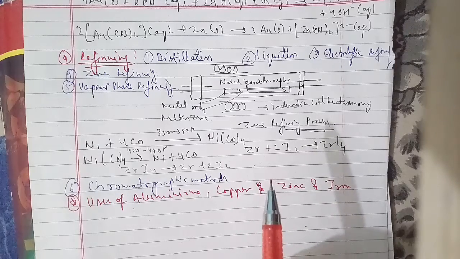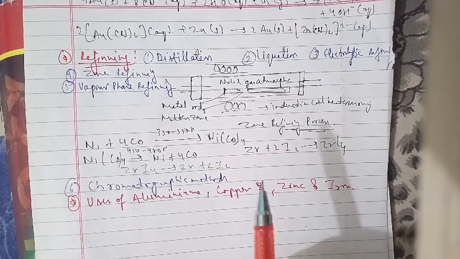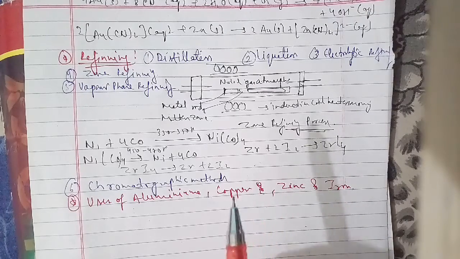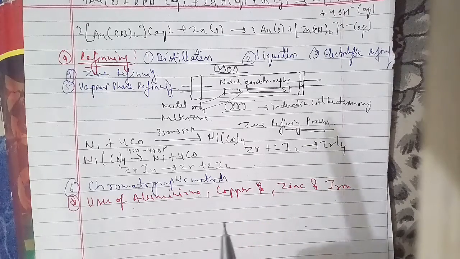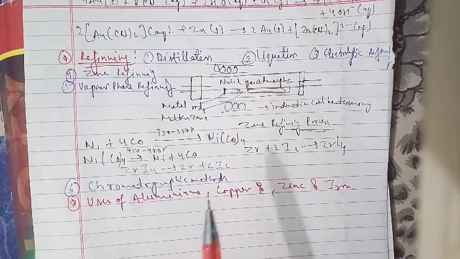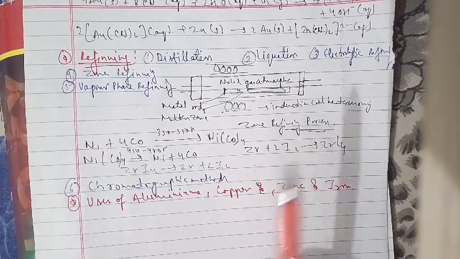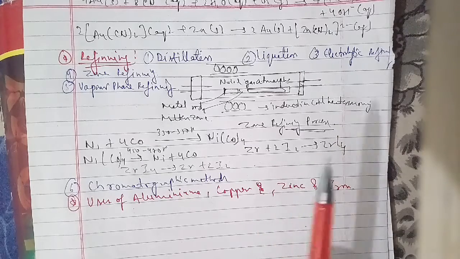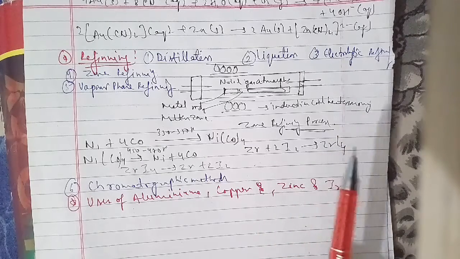The third one we'll talk about is copper. For that, the occurrence is copper pyrite, which is CuFeS2, and copper glance, which is Cu2S, and malachite, which is CuCO3.Cu(OH)2, and cuprite, that is Cu2O.